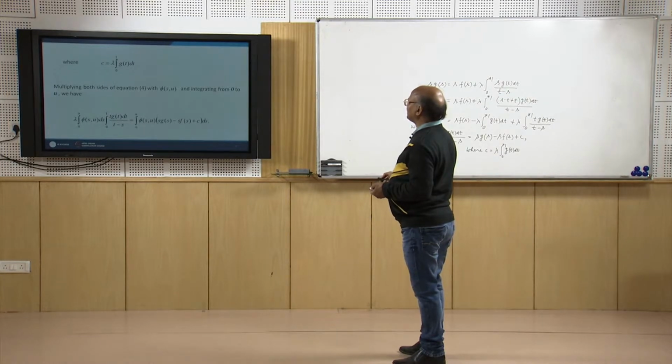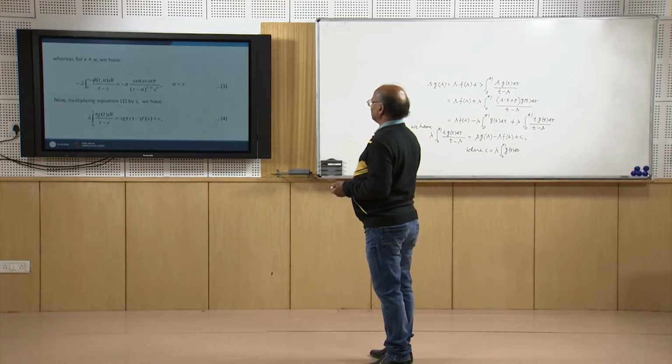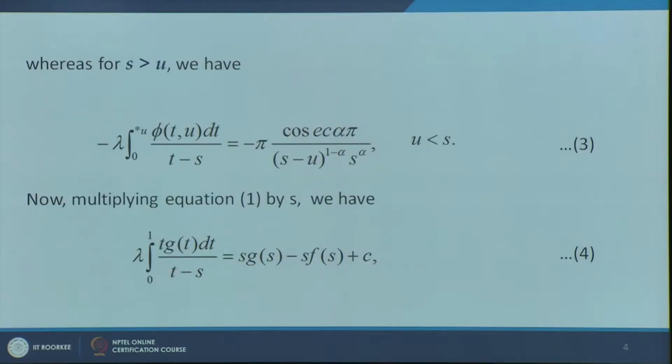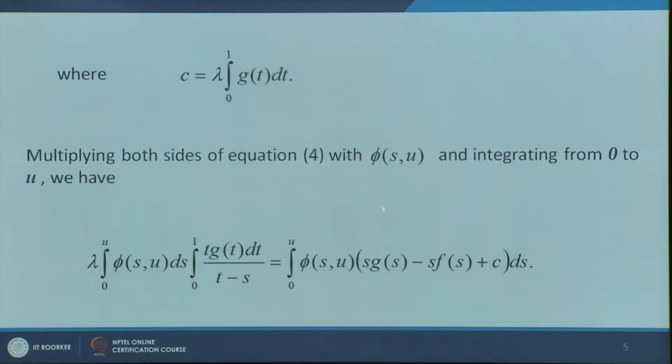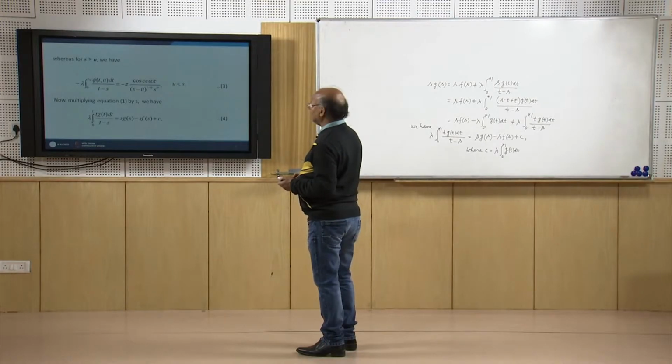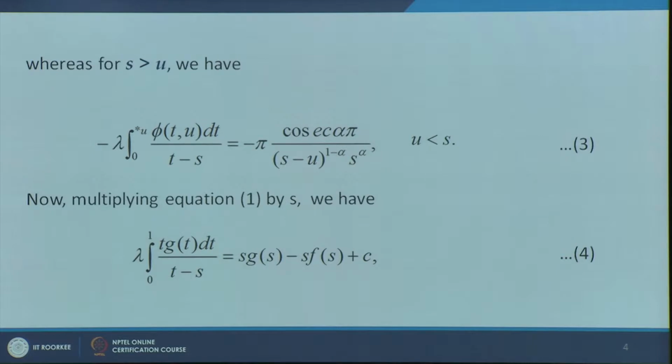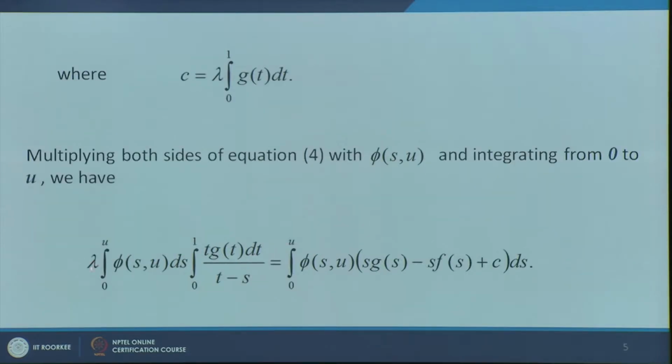Now let us multiply both sides of equation 4, this equation. So this is the equation we are getting. Let us multiply both sides of this equation by phi(s,u) and integrate from 0 to u. Let us see what we get. The equation is lambda times integral 0 to 1 t g(t) dt upon t minus s. We multiply by phi(s,u) and integrate with respect to s from 0 to u. So we get lambda times integral 0 to u phi(s,u) ds integral 0 to 1 t g(t) dt upon t minus s equals integral 0 to u phi(s,u) into (s g(s) minus s f(s) plus c) ds.